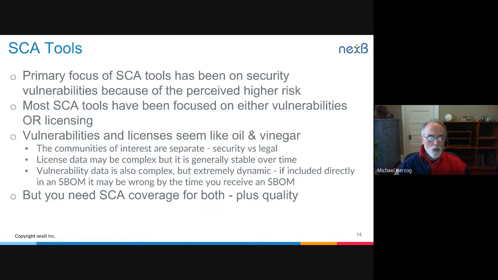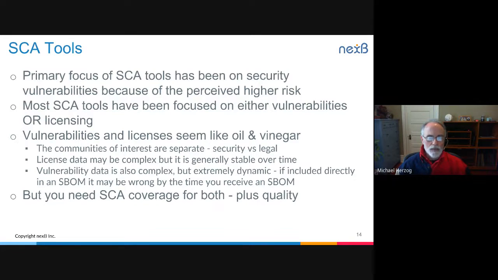So what does the SCA tools landscape look like? Well, these tools have been around for a long time, at least a decade. The primary focus has been on security vulnerabilities, so this predates the cybersecurity initiatives from the US government and the European Union. Generally speaking, security vulnerabilities have a higher profile. Most people don't understand a lot about the details, but they can understand what the impact might be relative to all the news reports and so on. So that's typically been the bulk of the tools.